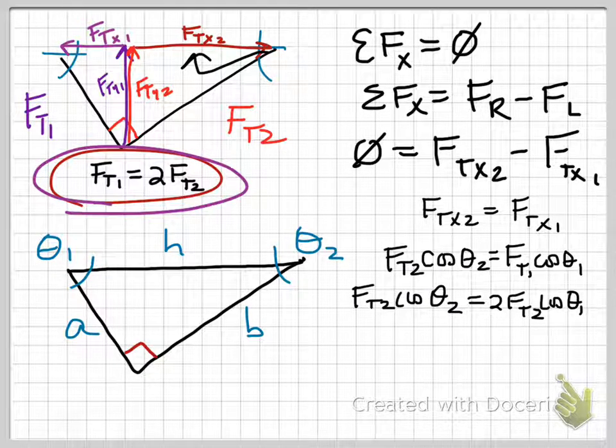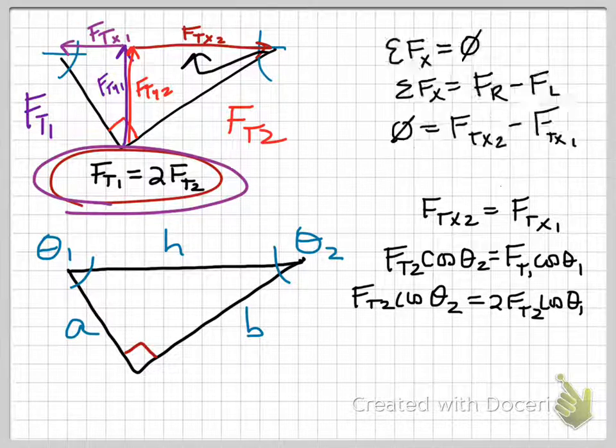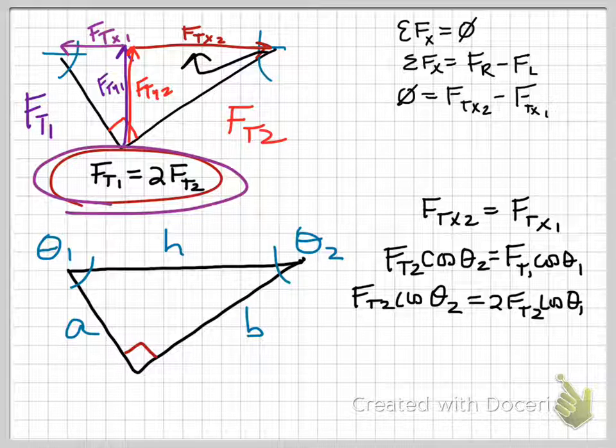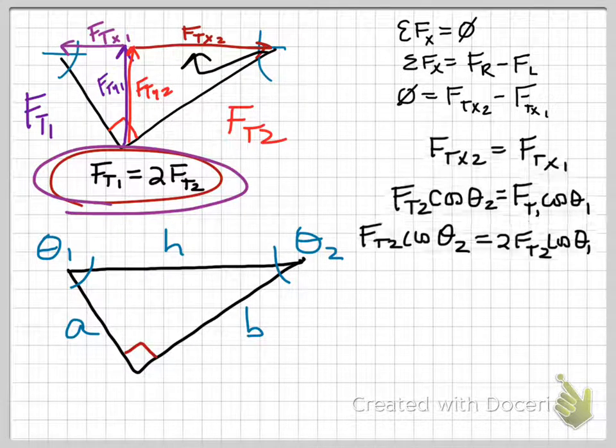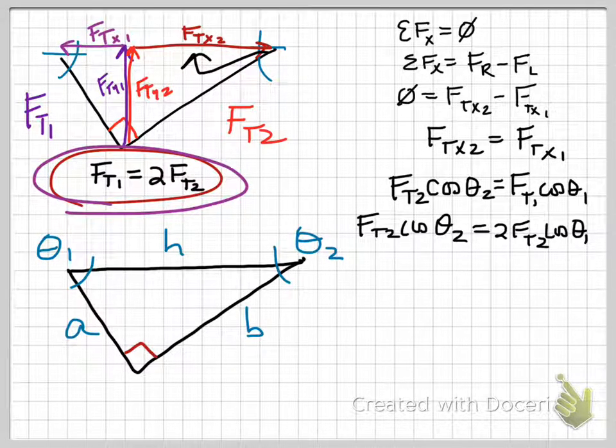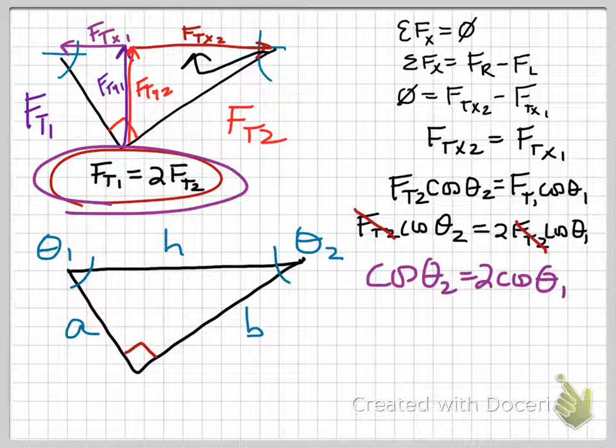Okay. Well, at this point, we can actually cancel out our FT2 because we really don't care. We're going to find force of tension on the other axis because that's where we have gravity to sort of compare it to. So we can just cancel those out. And what we have for our next step is cosine theta 2 equals 2 times cosine theta 1. Okay.